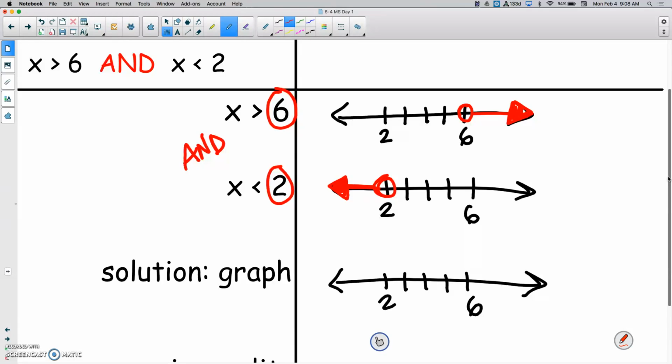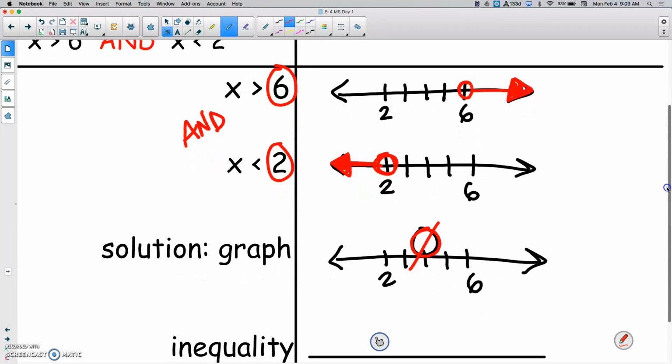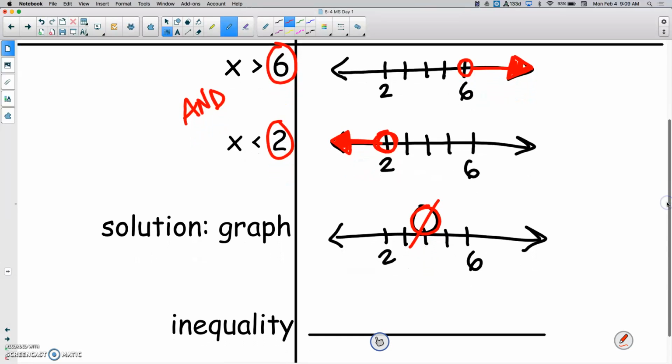Now, if you take a look at these rays, because I've got my graphs lined up, you should be able to see that they don't overlap. They don't overlap at all. So what that means is this is called an empty set. There's nothing that you can graph, nothing at all. It's an empty set. So there are no values. Think about this. There are no values that are greater than 6 and less than 2 at the same time. That's not possible. It's not possible for a number to be both greater than 6 and less than 2.